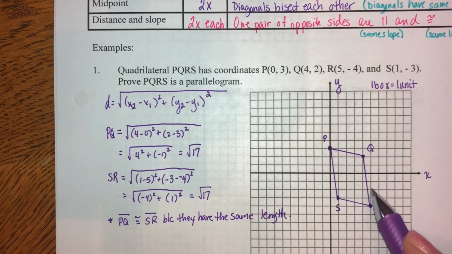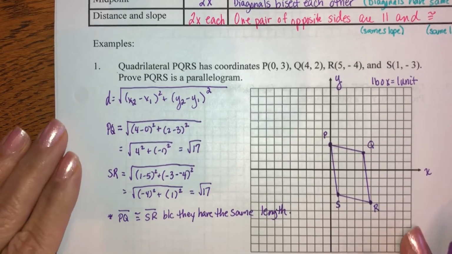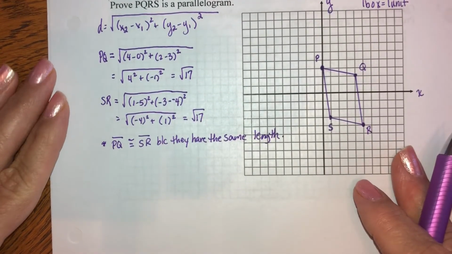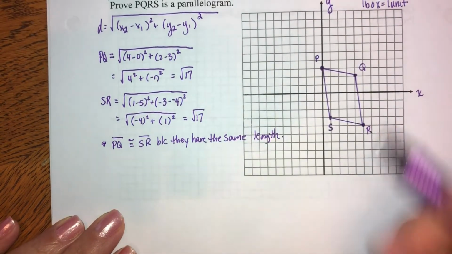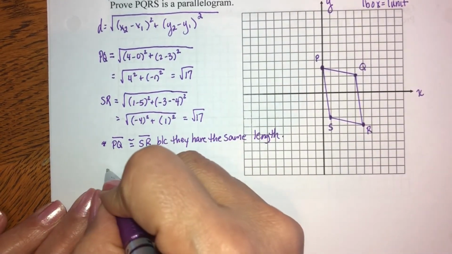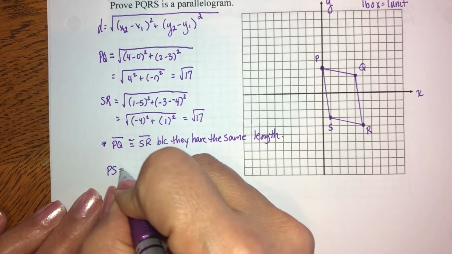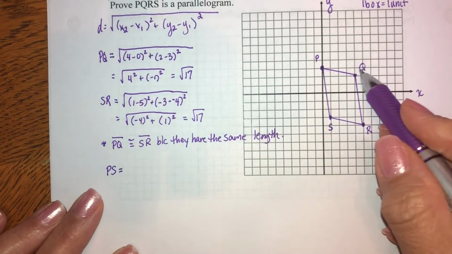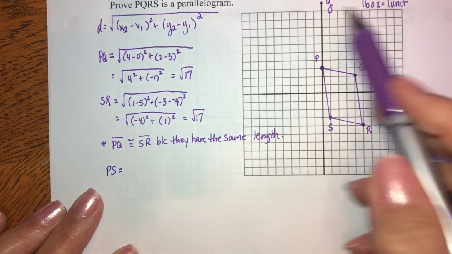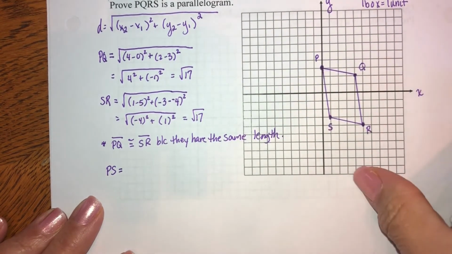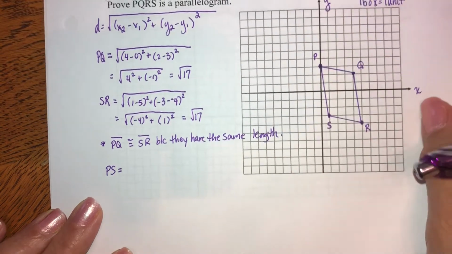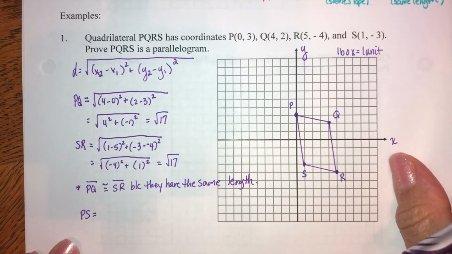Now I also have to show that the other pair of opposite sides has the same length. So I've got to find both of those sides. I already wrote down my formula. I don't have to do that again. I have to figure out how long PS is, and then I'm going to have to figure out how long QR is. So using the coordinates from P and S, I'm pointing to something you can no longer see here. There we go, P and S.